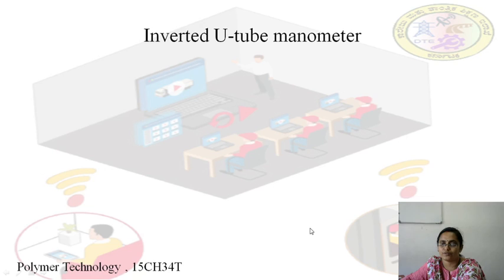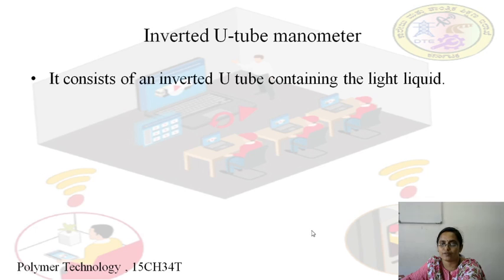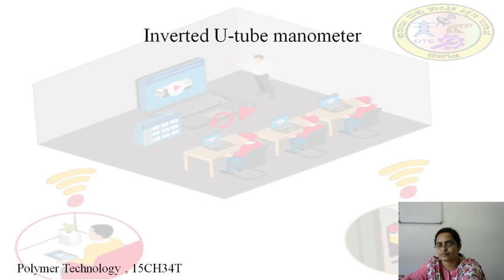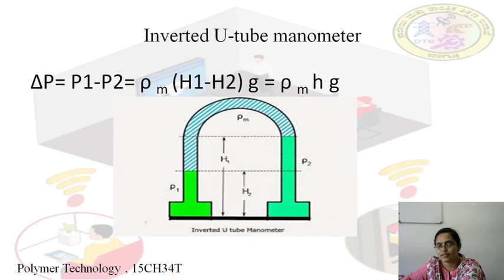Now inverted U-tube manometer. It consists of a U-tube which is inverted. See, this diagram shows the inverted U-tube manometer. And there is a manometric fluid. It will have a density lighter than the other two fluids. Then both ends are connected to different points whose pressure is to be measured.